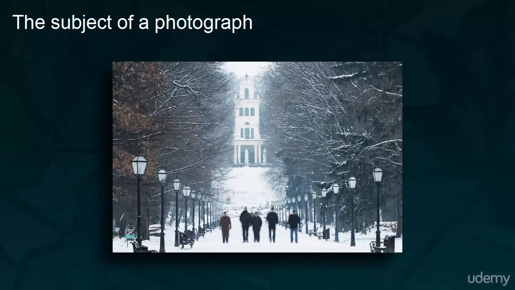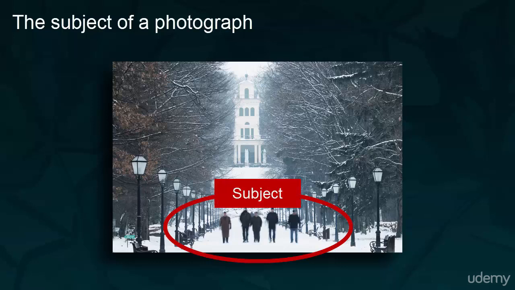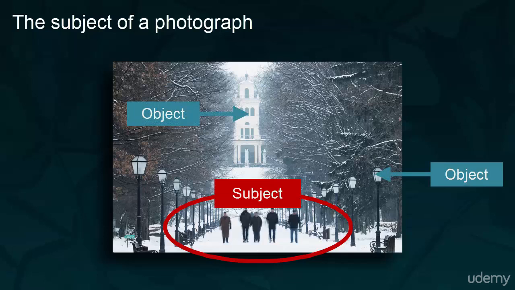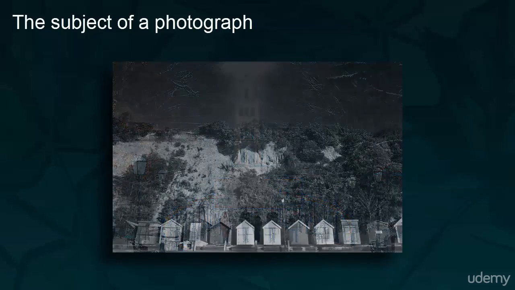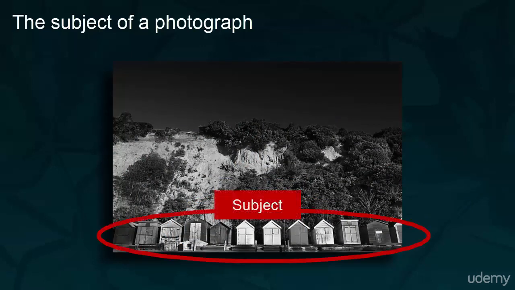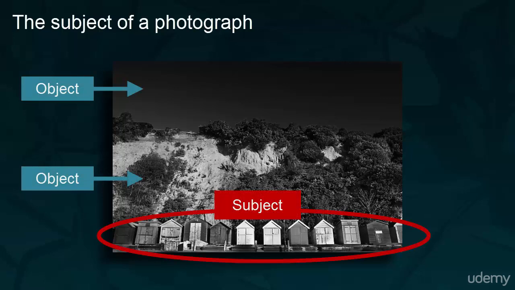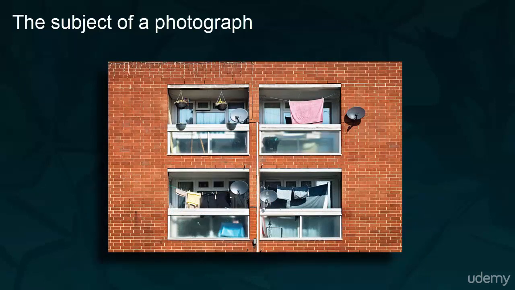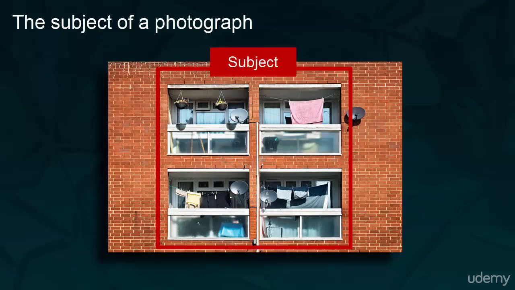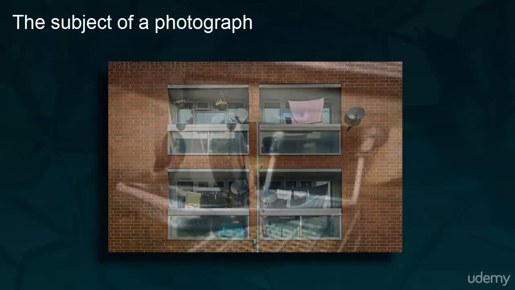The subject here are the people walking towards me, and that's because our eyes are immediately drawn to them when viewing the image for the first time, so therefore they are the subject. The pathway, the lampposts, the building here in the background are all objects that have to be placed using the discipline of compositional technique. Here the beach huts are the subject, and the cliff and sky are objects that need composing in such a way as to draw attention onto my subject. And here the windows are the subject. The geometric composition was used to help show off those windows in the most visually pleasing way.